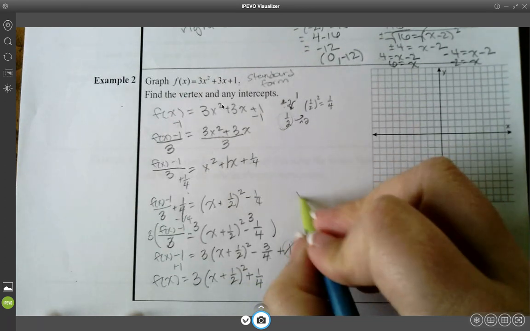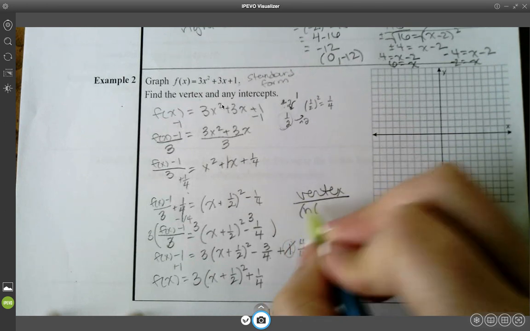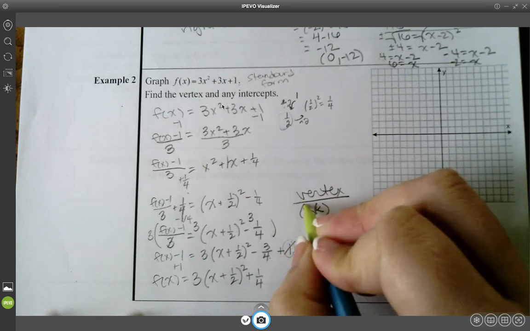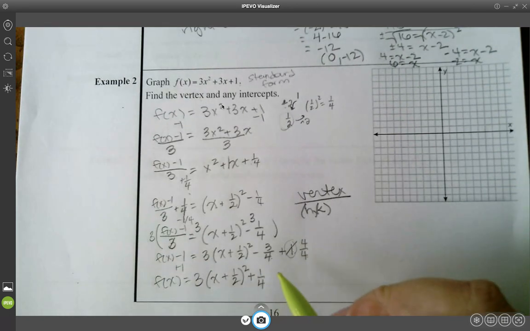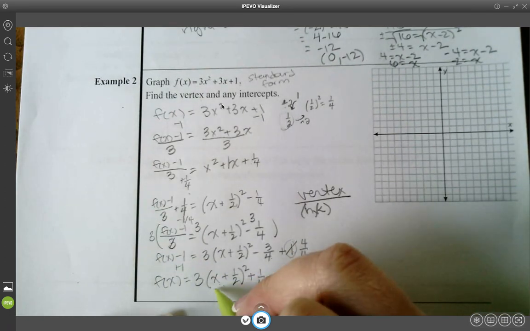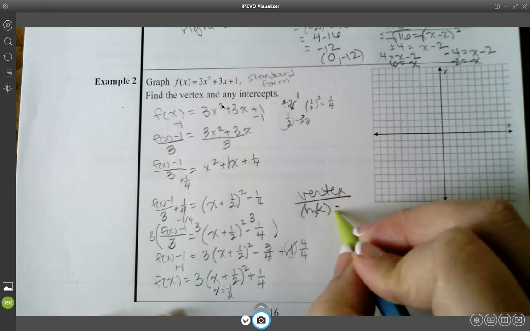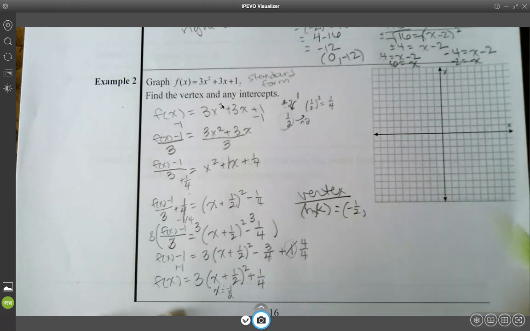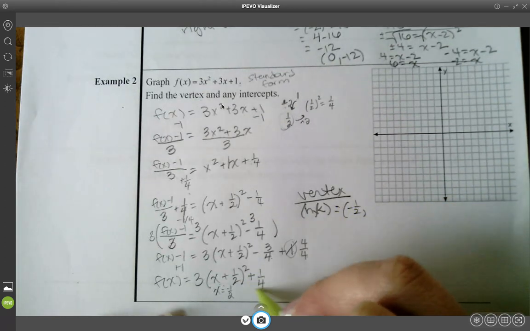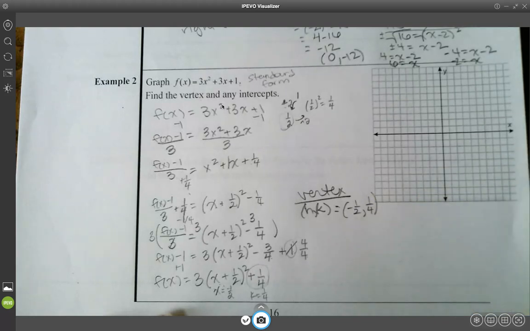So now we want to find the vertex, which is h comma k. So we need to know, what are our values for h and k? Well, h is the value that would make this 0. So x would have to equal negative 1/2 to make that 0. So the vertex is negative 1/2, comma, and k is this value that's added on here. So k is 1/4. Negative 1/2, comma, 1/4.